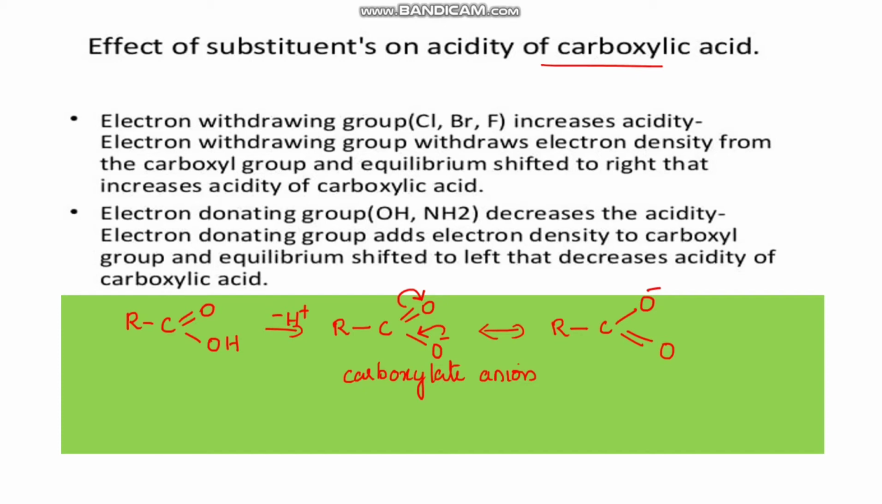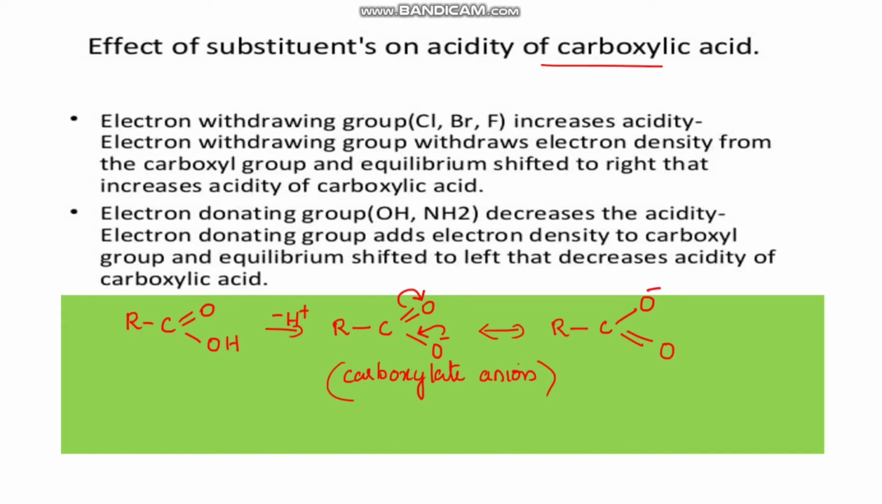So we know that wherever a resonance is possible, that structure will be stabilized, and therefore for this reason carboxylate anion will be more stable when compared to the carboxylic acid. So carboxylic acid will try to donate its H plus ion and remain as the stable carboxylate anion, thus creating an acidity for the carboxylic acid.